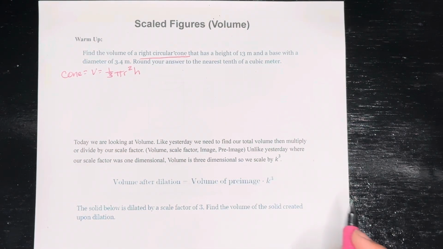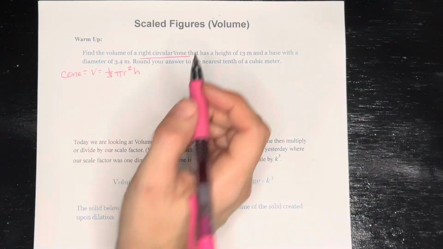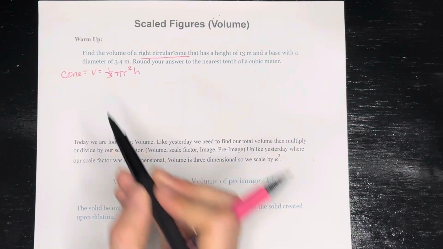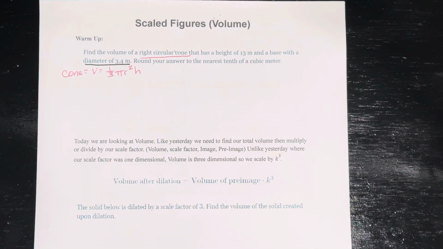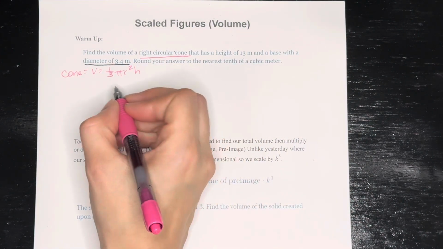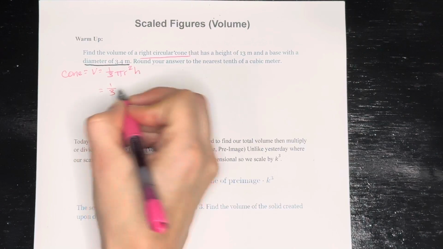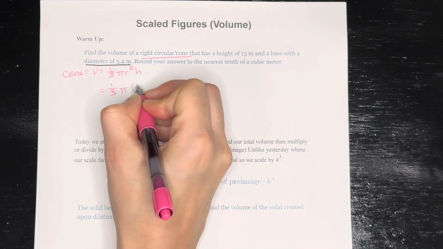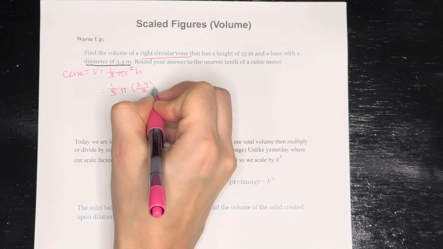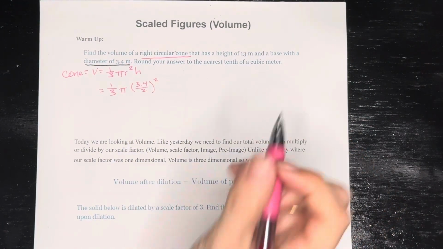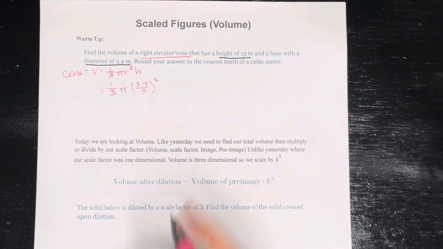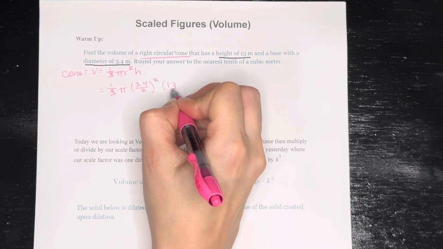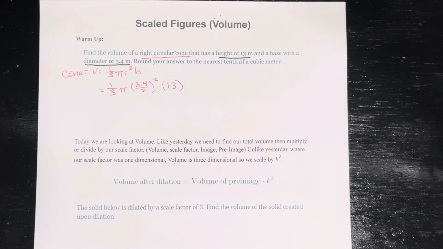Okay, so first I need to find what my radius is. Well, we are given our diameter of 3.4. And if you remember from Monday, radius is half of that, so I'm going to plug that in divided by 2. So I've got 1/3 times pi times 3.4 divided by 2 squared. And then our height is 13 meters, so that times 13. You're going to plug all of that into Desmos.